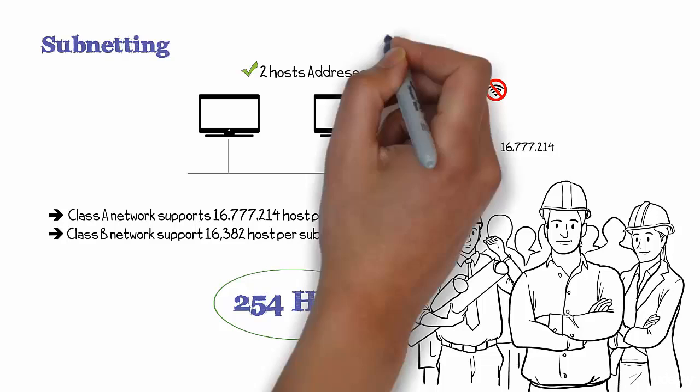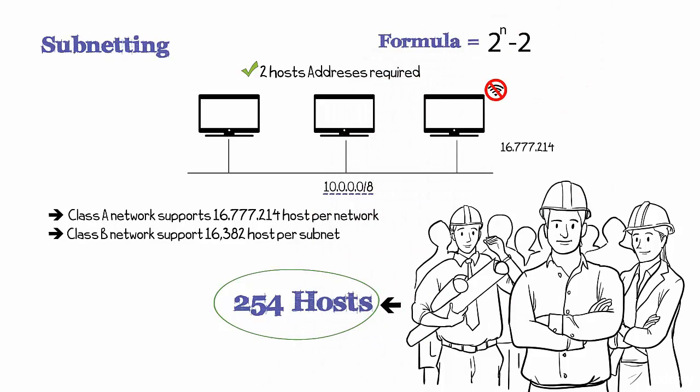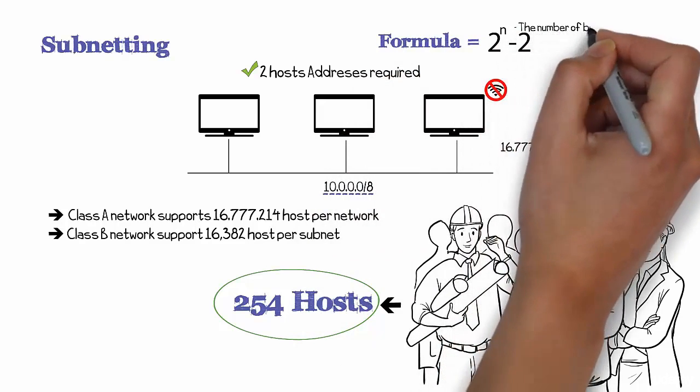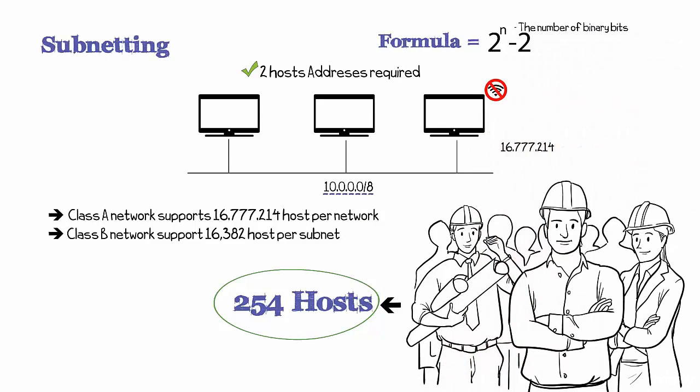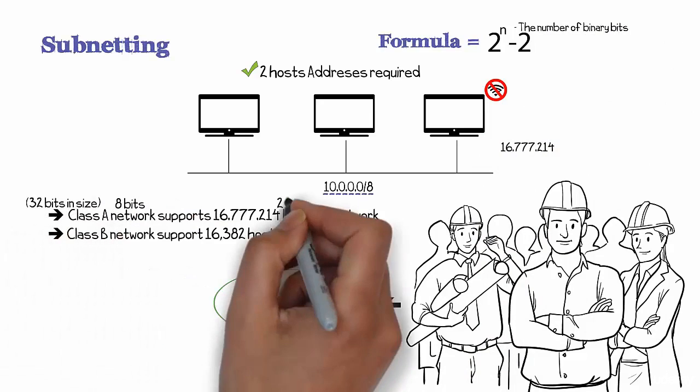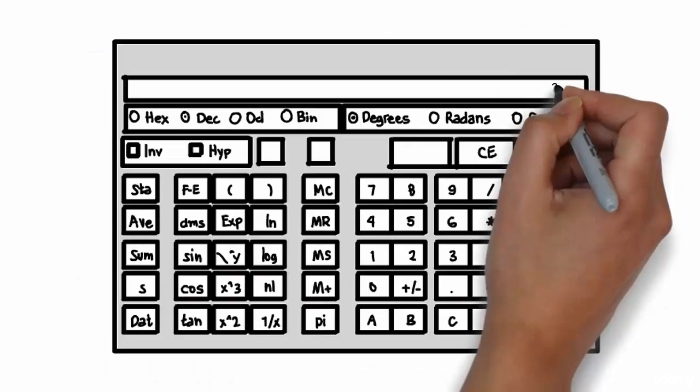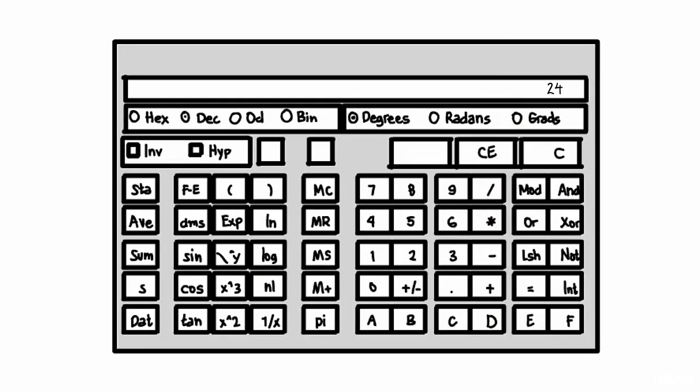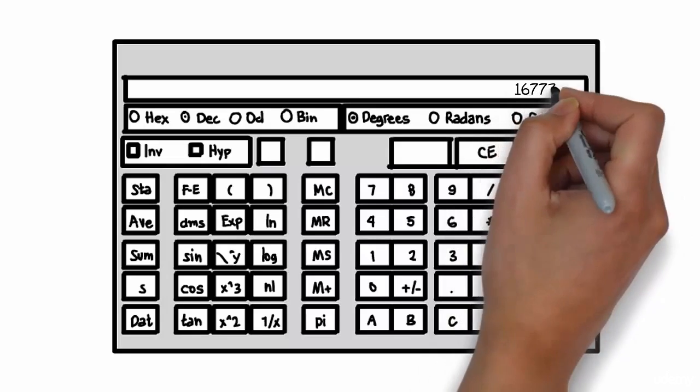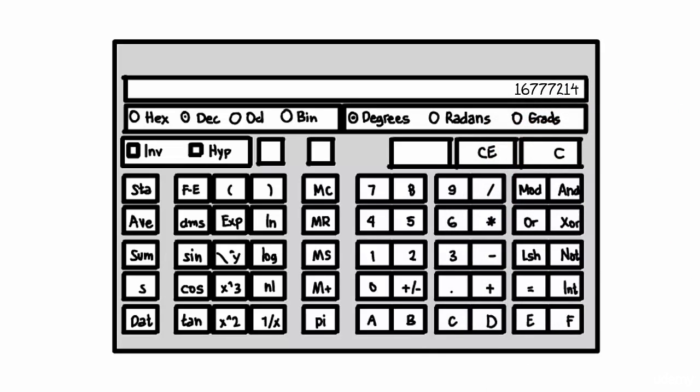The formula to work out how many hosts are supported on a subnet is 2 to the n minus 2, where n is the number of binary bits in the host portion. So as an example, a Class A address is 32 bits in size, where 8 bits is the network portion and 24 bits is the host portion. So 2 to the power of 24 equals 16 million odd addresses. You subtract 2, one for the network and one for the broadcast. So 16,777,214 hosts would be supported in theory on a Class A network. In reality, that would never work.